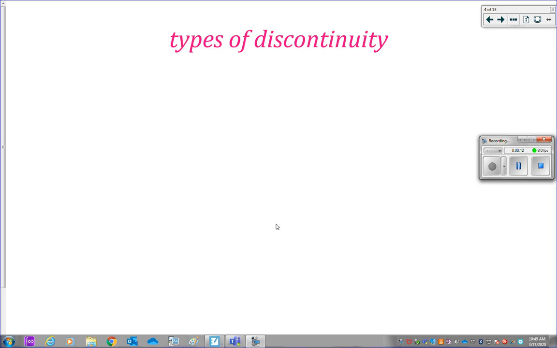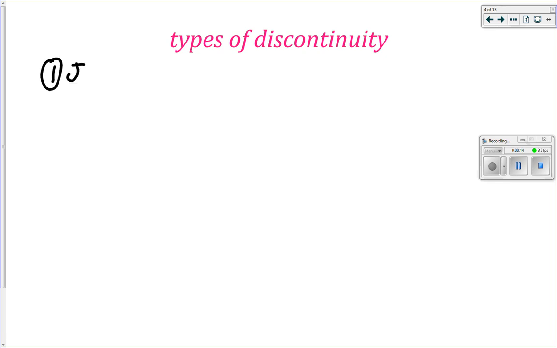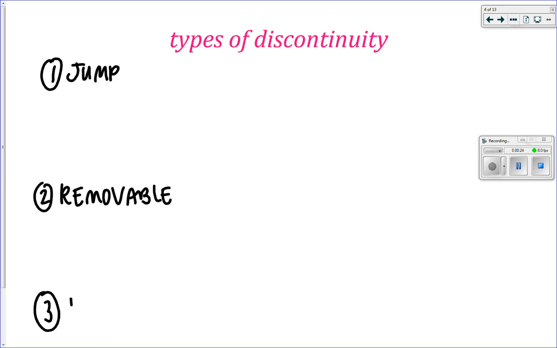The three I'm going to talk about are jump, removable, and essential. At most, I would expect you to be able to identify these by their picture, like by looking at the graph and maybe say the name. However, I'm not expecting you to do a ton with them.